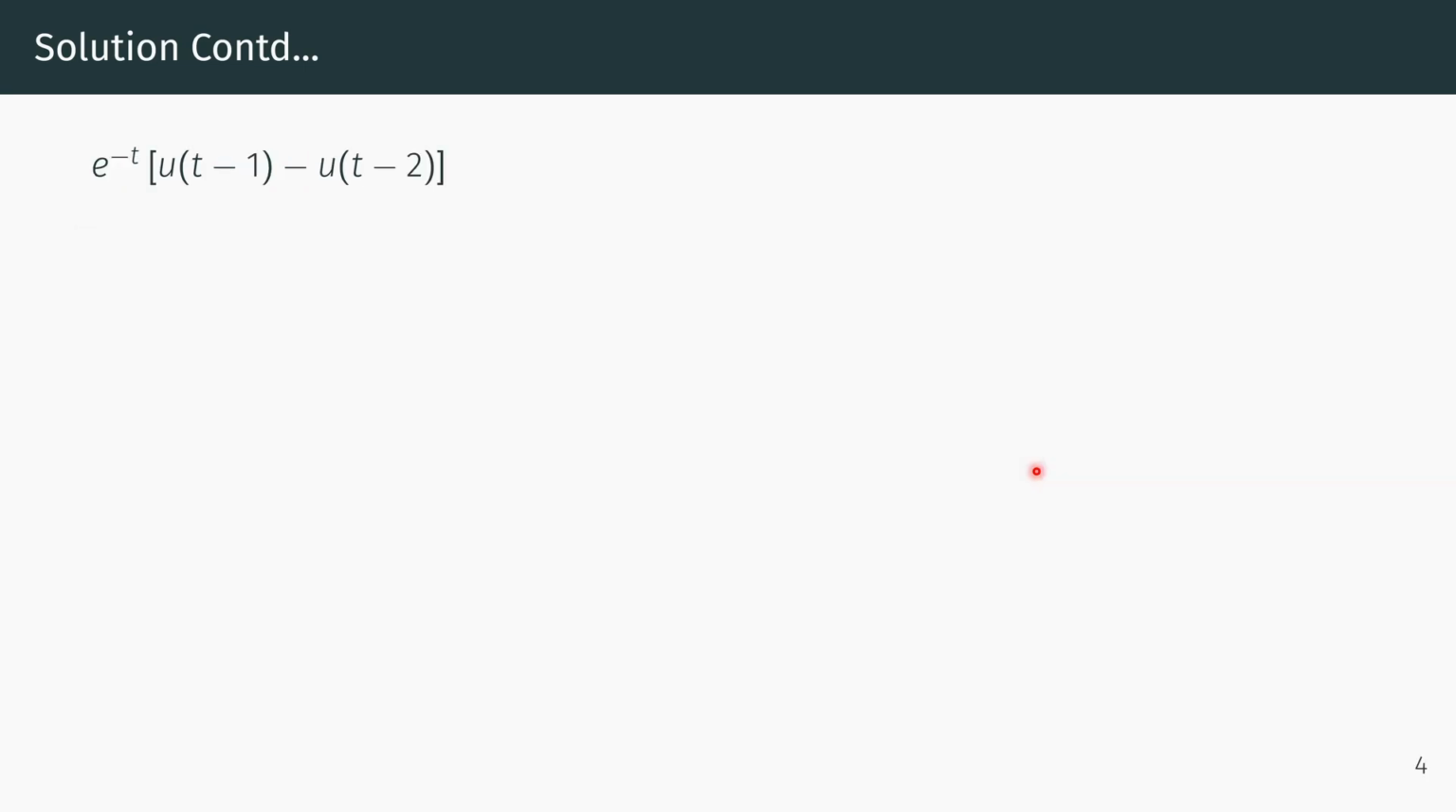And what about the last problem? We are asked to plot the signal e power minus t times u of t minus 1 minus u of t minus 2. As usual, let us do it stepwise. First, let us plot e power minus t. That is an exponentially decaying function which will look like this.